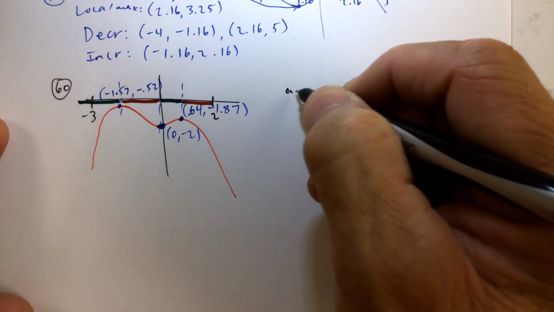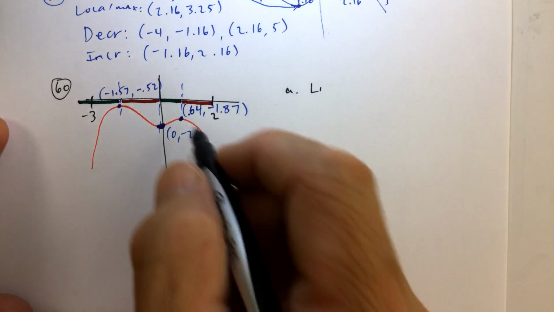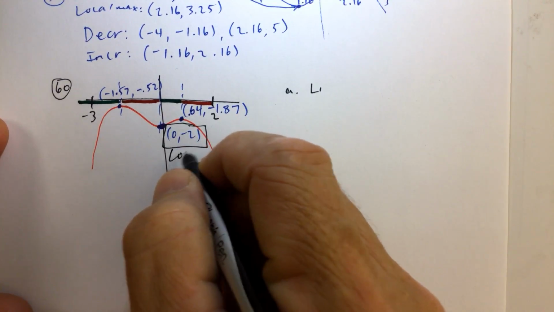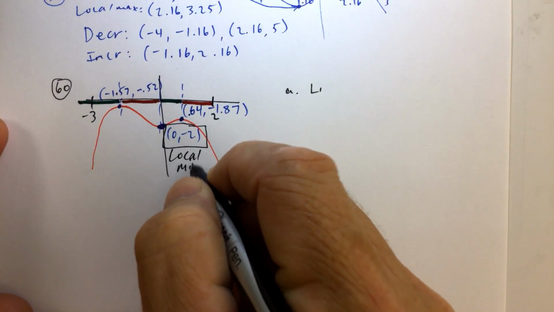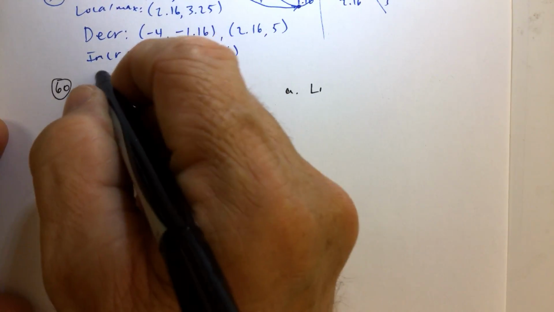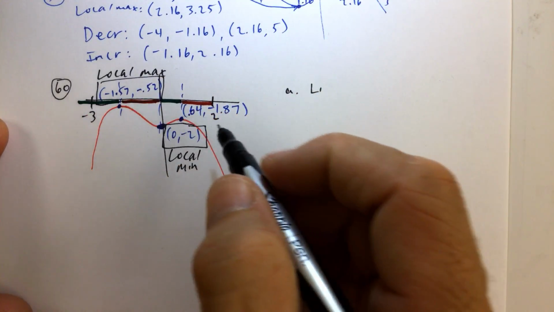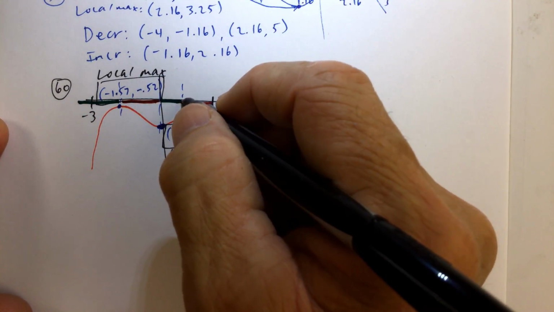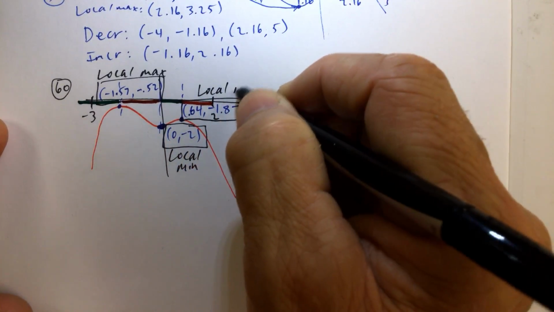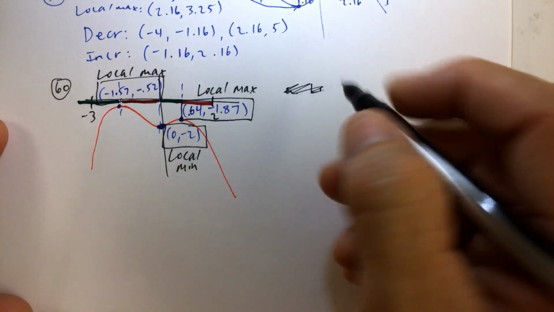So for part A, we're asking for a local, actually let me go ahead and just circle the local min, because I don't want to have to write it again. So there's a local min right there, and then over here we have a local max. That's the absolute max, but it also qualifies as a local max. And then this guy right here, that's also a local max. And then clearly we can see, so we don't even have to rewrite all that stuff.